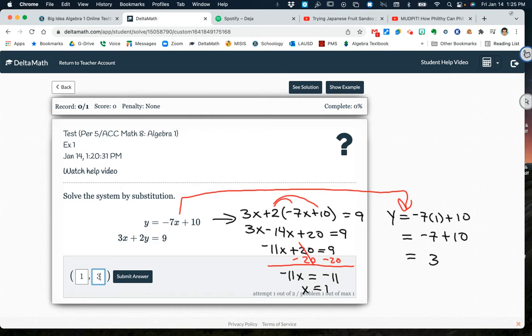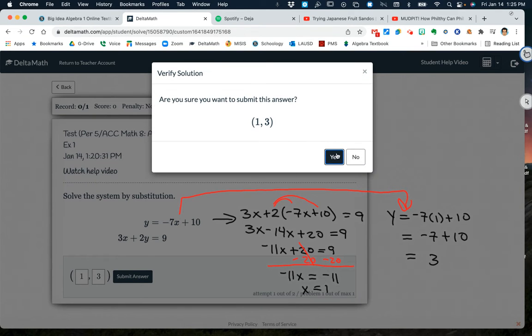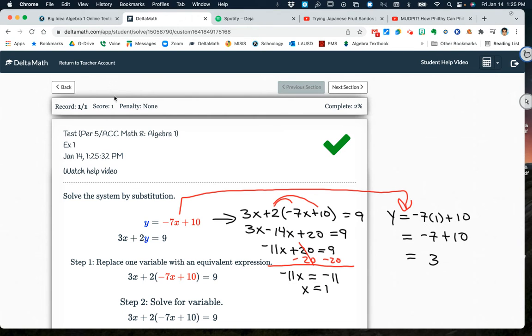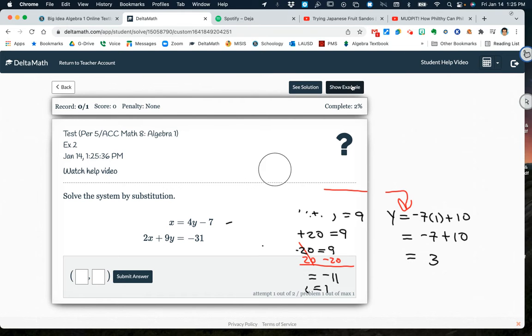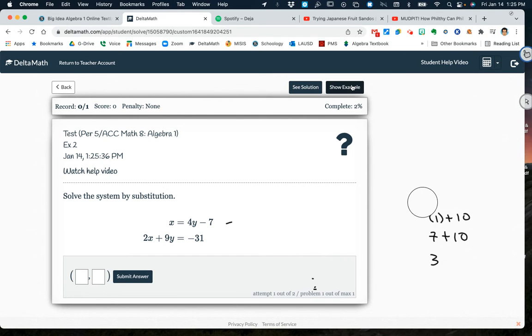Okay. So let's go ahead and let's submit that. Yep. Okay. We have one more to do by substitution. So we're on to example 2. So this is our second example. X equals 4y minus 7. And the second equation is 2x plus 9y equals negative 31.